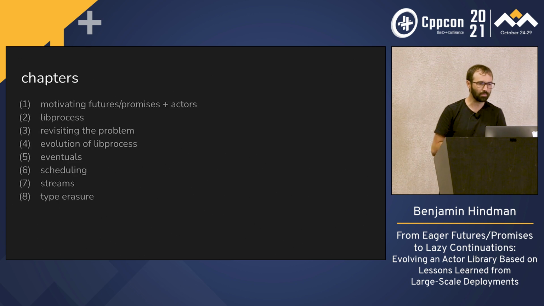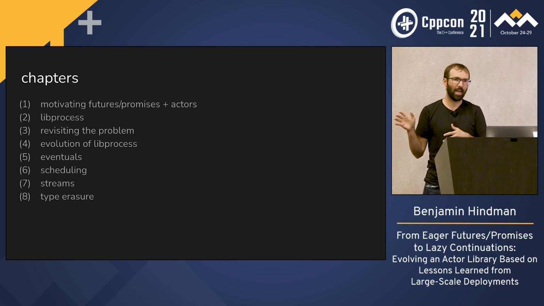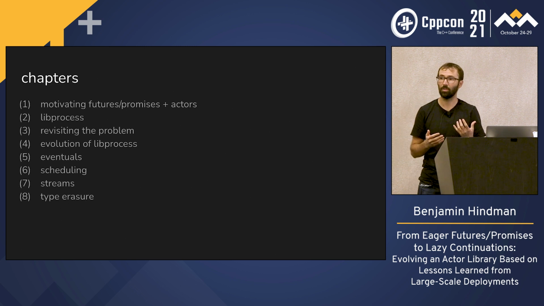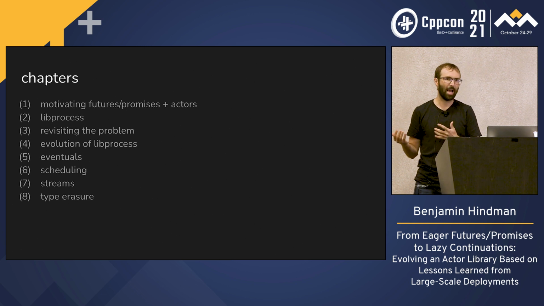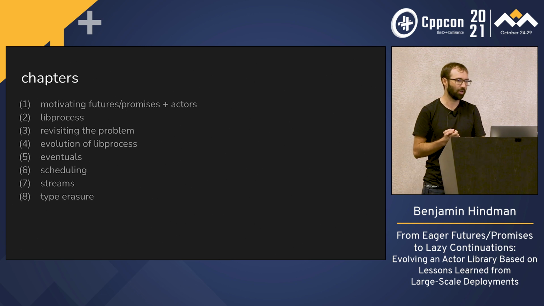Okay. All right, so here's the chapters. First, I'm going to motivate futures, promises, and actors. Spend a handful of slides on that. I'm going to talk about this library that we built circa 2009 called The Process, which included those two things. Then we're going to talk about more recently when we revisited using the process and some of the issues that we'd had with it and actually deploying it at large scale.